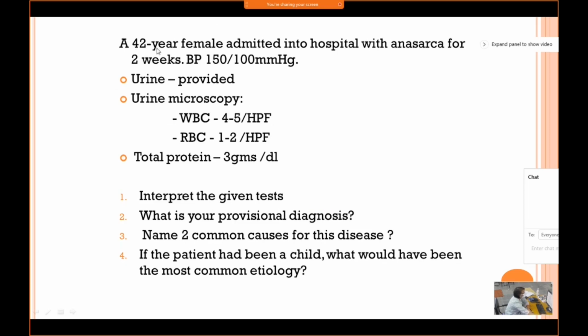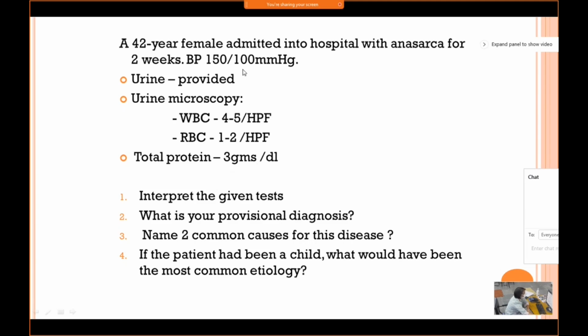So this again is a 42-year-old with anasarca. She's got hypertension. The urine is provided as usual. We'll give a protein and a glucose. The urine microscopy is given here, 4 to 5 per high power field. For a lady, this is quite okay, 1 to 2 RBCs, mild hematuria. Total protein is 3 grams, just borderline of massive proteinuria.